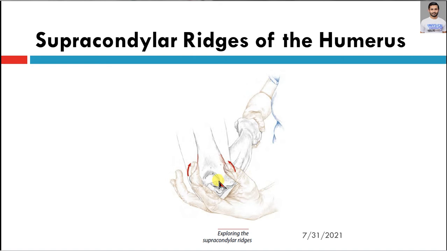Then you move proximally, and if you move proximally, you can find the supracondylar ridges. These are just the bony parts. They become funnel like, or they become triangular, just like an inverted triangle. So they are moved towards the inside or medial side.